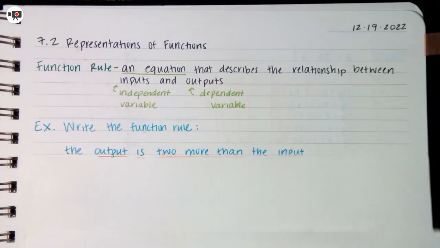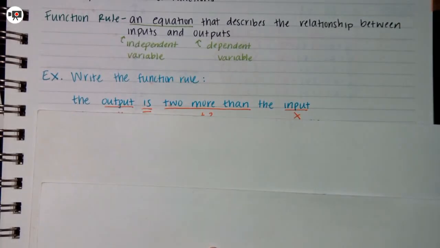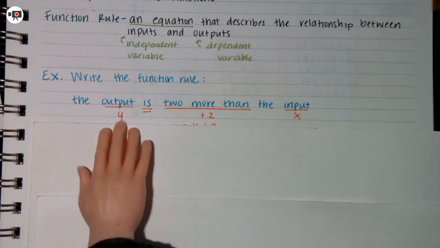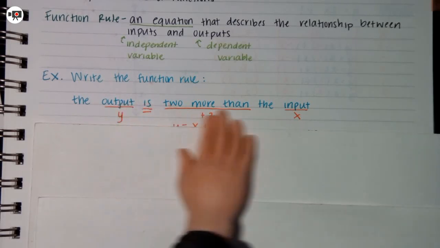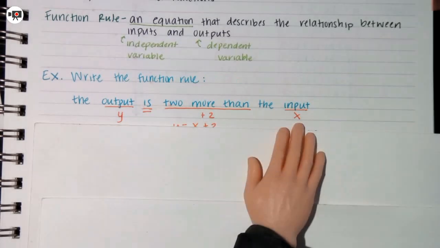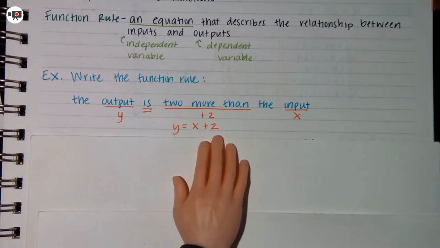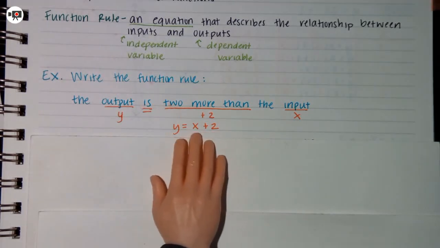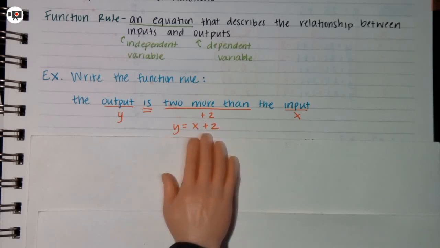So we're going to write the function rule for the output is 2 more than the input. So the output is y, where we have the word is, that is the equal sign. 2 more than means you're going to add 2, and the input is x. So that is y equals x plus 2. You could have 2 plus x, because on the same side of the equal sign, addition is the same forwards and backwards.